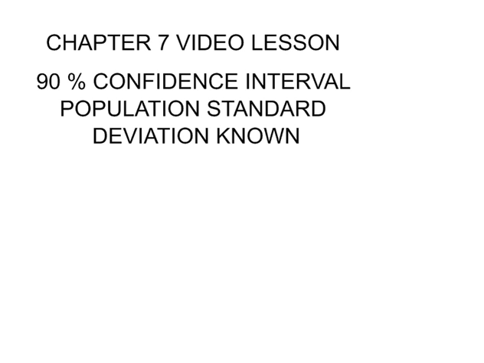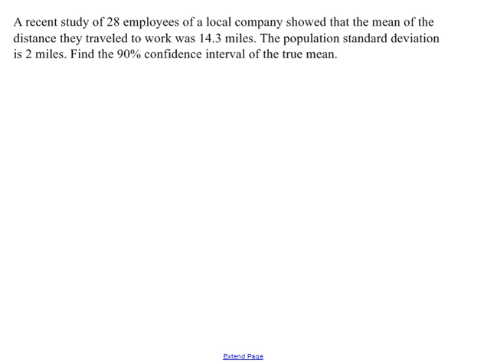We're dealing with a 90% confidence interval when the population standard deviation is known, that's sigma known. Depending on how they write it in the problem, they'll either say sigma equals or they'll say population standard deviation. So let's look at an example here.